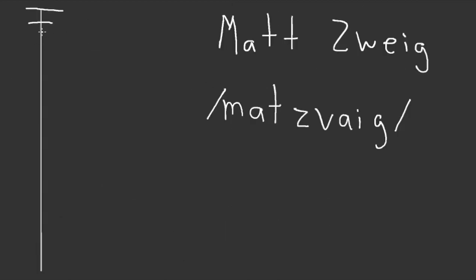Because that's the one I'm most sure about. So mat, and remember, we just write the stop, and then we unvoice it and send it to the front. Mat, and then I'm gonna put a word separator, and then Zweig. We already know how to do the Z.